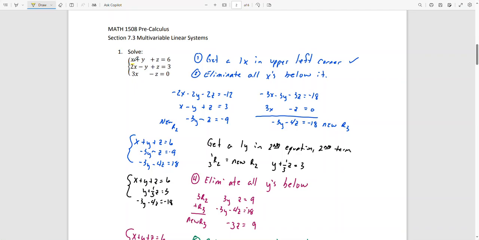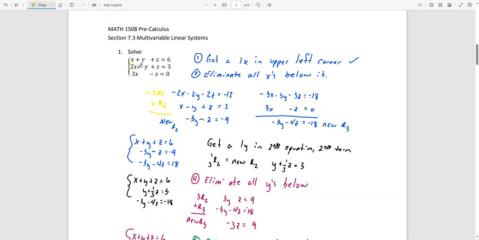Now we want to use this equation and eliminate all the x's below it. So you'll notice here we have a 2x. Well, I can multiply -2 times row 1 and add it to row 2 to get a new row 2. So I did -2 times x, y, z, and 6. That's -2x, -2y, -2z equals -12.